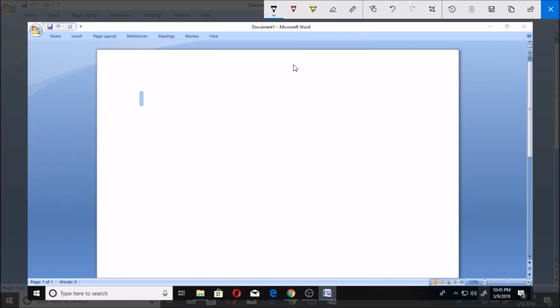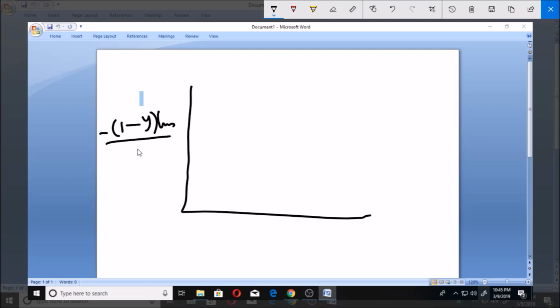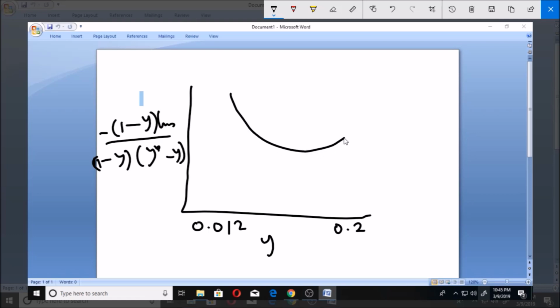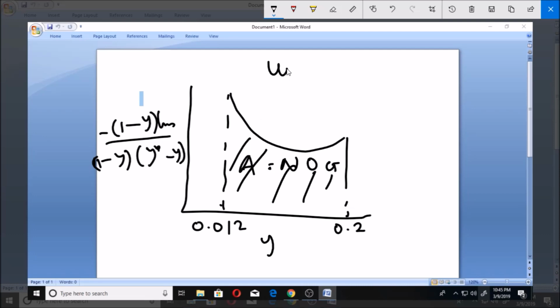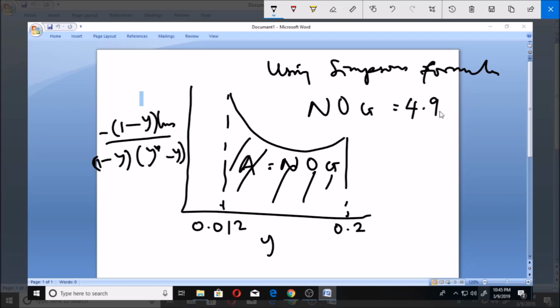So having gotten all this, we can now easily use the value to plot the graph of 1 minus Y lim over 1 minus Y bracket Y equilibrium minus Y against Y. You have this already in the table. So choosing a suitable scale where we have 0.12 and 0.2, so that we have a sketch like this. You can take this down to here, take this down to here. So you're gonna have this area, and this area is actually equal to number of stages needed. So that using Simpson's rule or Simpson's formula, we can find NOG to be equal to 4.91, and that is the answer to this.